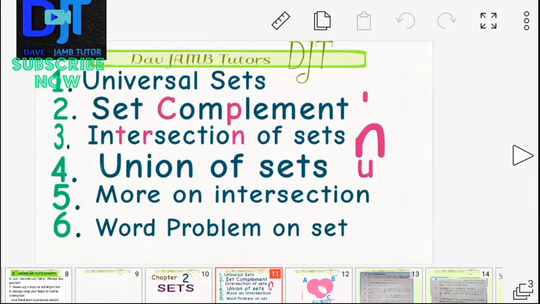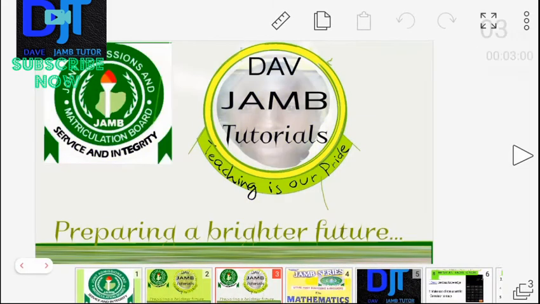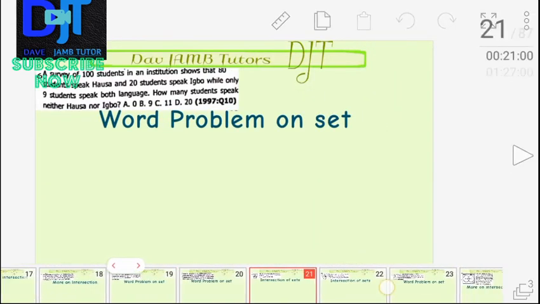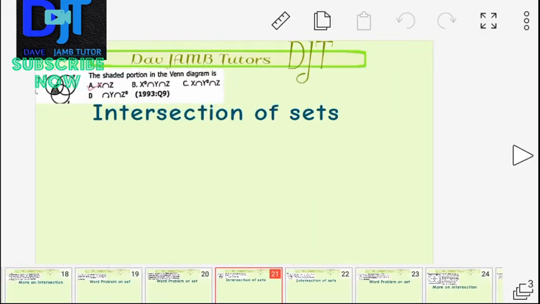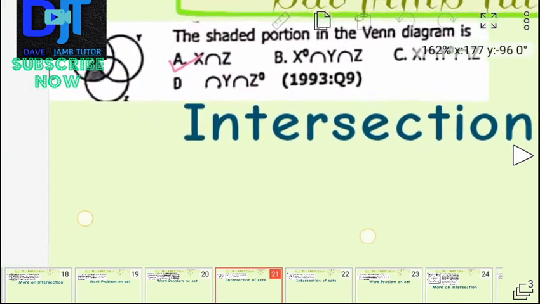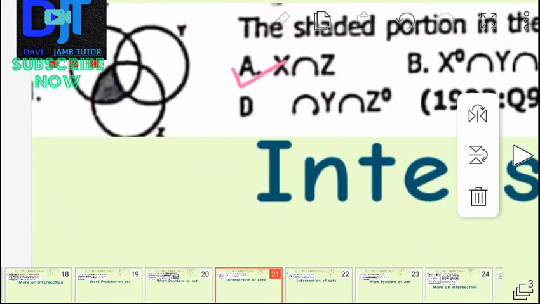Now from there we move directly into intersection of sets. This is a question. From our past knowledge we know that, let's take for instance, if this is x and this is z and this is y.